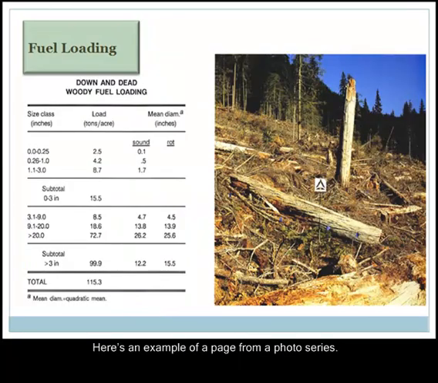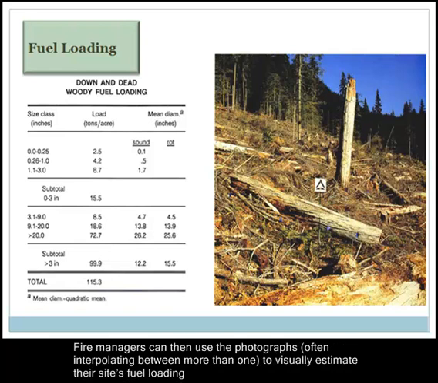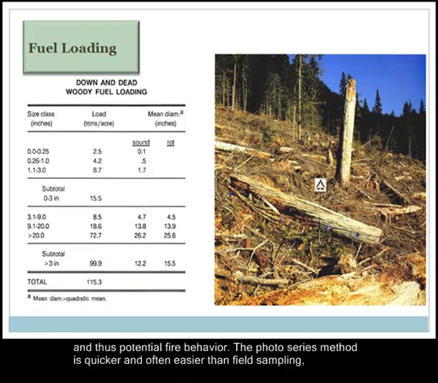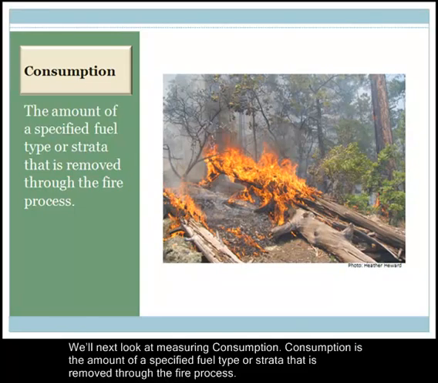Here's an example of a page from a photo series. Each photo in the series consists of a site's photograph and the fuel loading data associated with the conditions in that specific photograph. Fire managers can then use the photographs, often interpolating between more than one, to visually estimate their site's fuel loading and thus potential fire behavior. The photo series method is quicker and often easier than field sampling, but accuracy is highly variable and dependent on the user's experience. We'll next look at consumption.